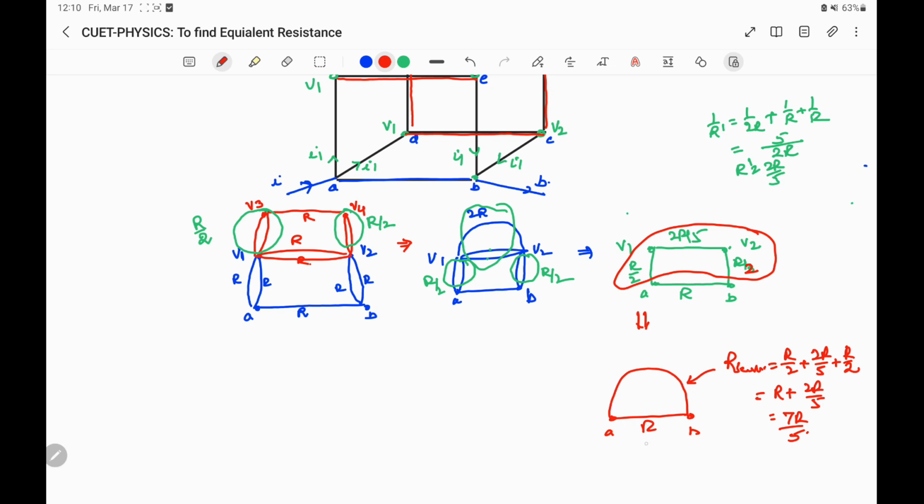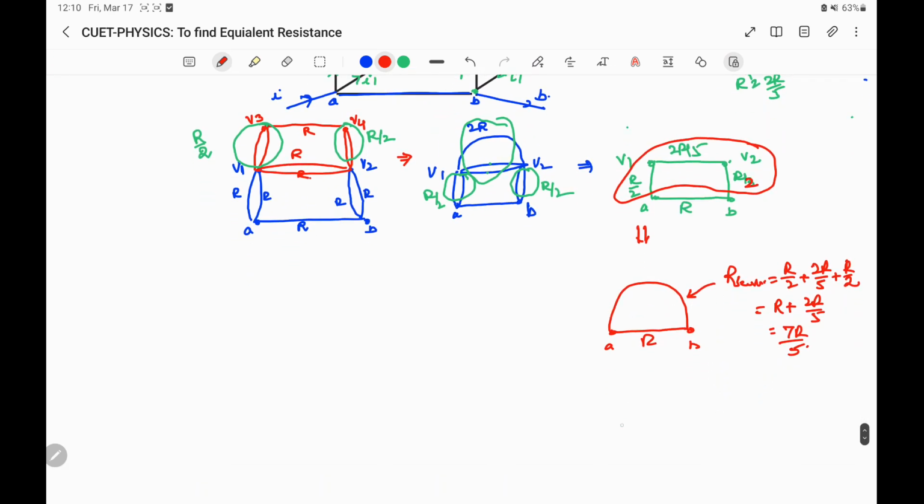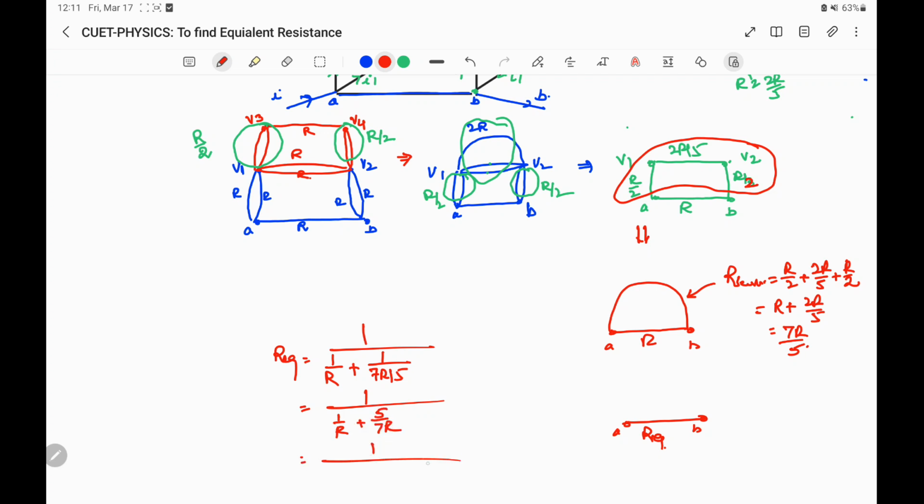This 7R by 5 is in parallel with R. So terminal AB has an equivalent resistance R equivalent, which can be calculated as 1 by R plus 1 by the other resistor, which is 7R by 5. So we have to simplify it: 1 by R plus 5 by 7R. Taking the LCM, which is 7R, it is 7 plus 5 over 7R, that is 12 by 7R. So R equivalent is equal to 7R by 12. This is the answer.